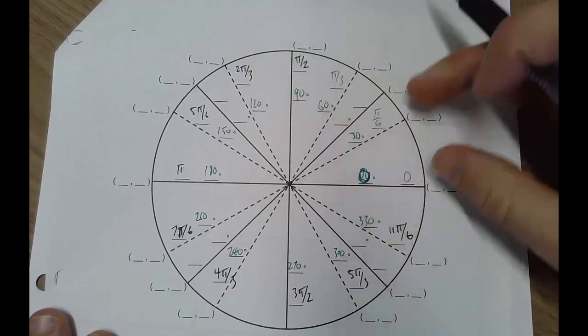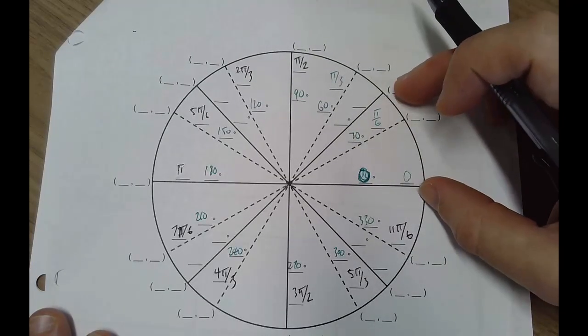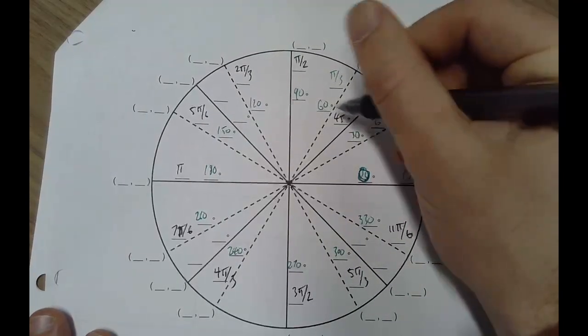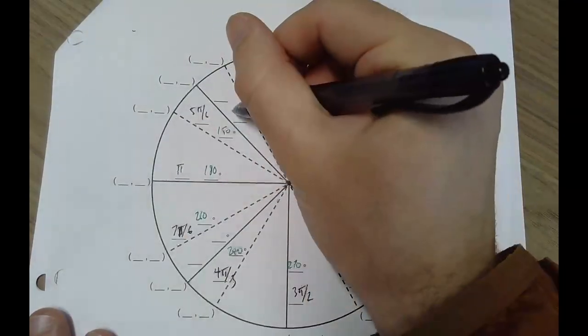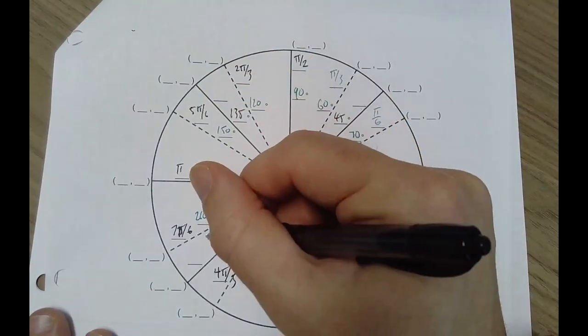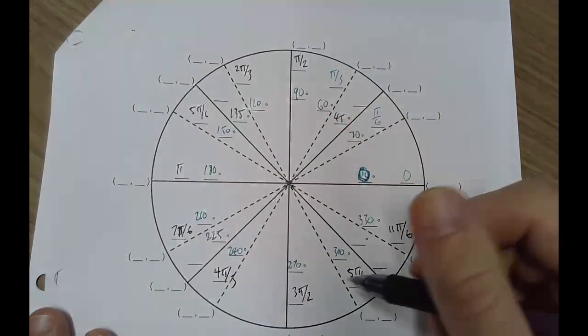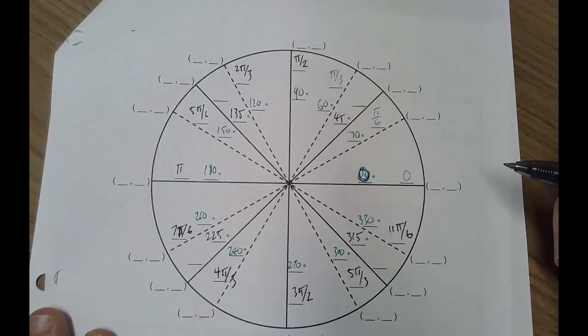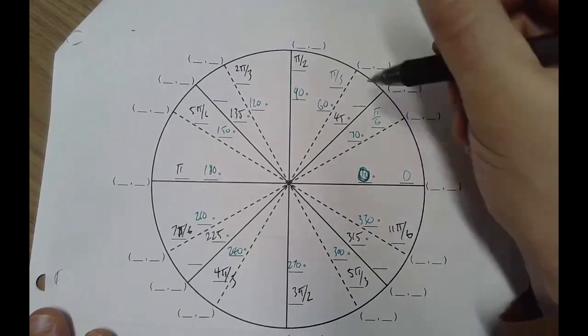Then for the middle, for the 1.5 slices, that is 45 degrees. So we do 45, and it would be 90, then it would be 135, then it would be 180, then it would be 225, 270, and then it would be 315. And then it's pi over 4.